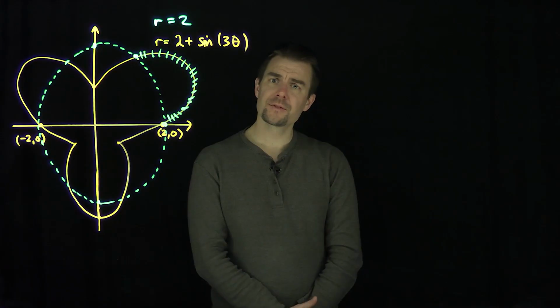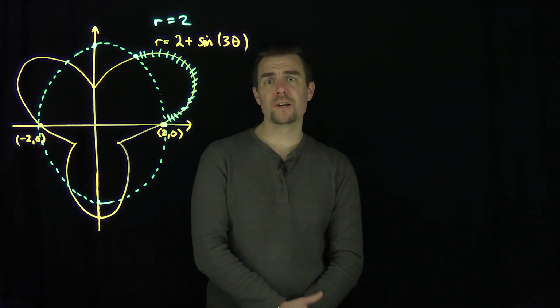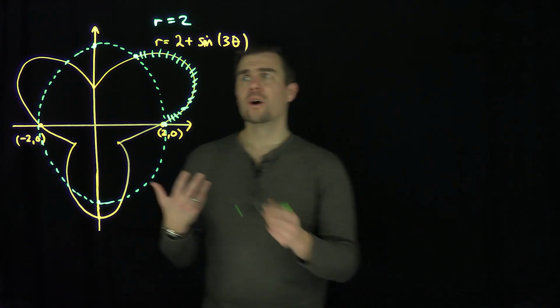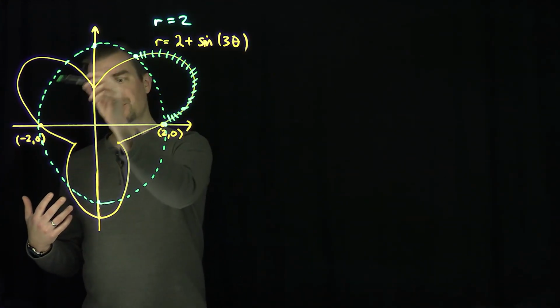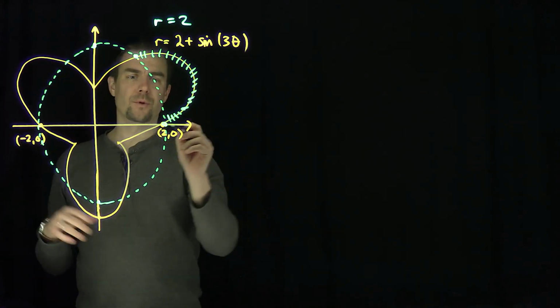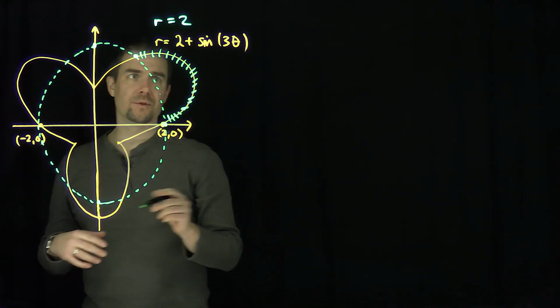Hello students, in this video we'll solve a calculus problem related to the intersection of two polar curves. In this problem I've plotted two polar curves, r equals 2, which is just this circle of radius 2. It looks a little bit elongated, but it's a circle of radius 2. It goes to the points (2, 0) and (-2, 0).